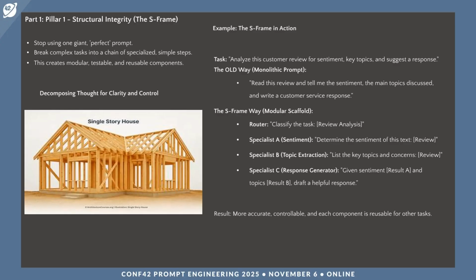So part one, or pillar one, as I call it, is structural integrity. The whole idea that structural integrity brings in is to stop using one chain-perfect prompt. We are breaking our prompt for a complex task into a chain of specialized and simple steps. The idea is to create the most modular, most testable, most reusable components.